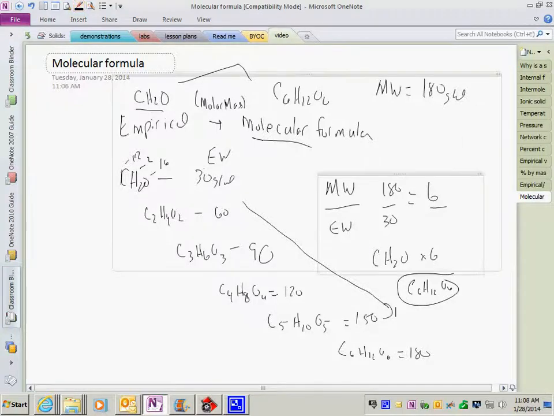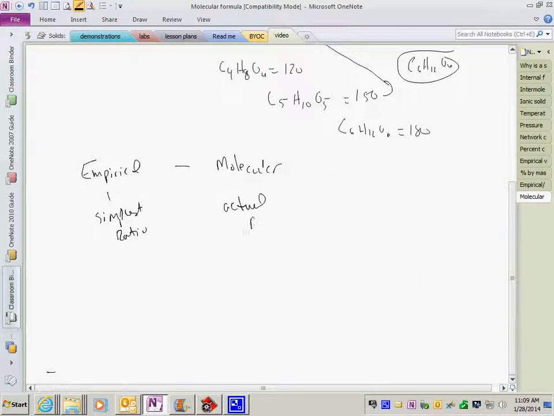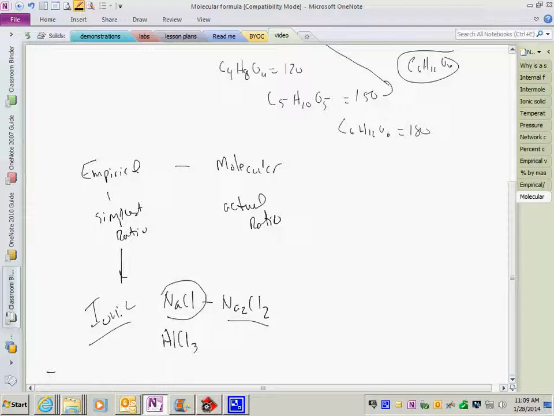I will point out one other thing that I think is important for the grand scheme of things. More practice is needed to run through some of these calculations, but you should understand that when we look at empirical formulas versus molecular, this is the simplest ratio versus an actual ratio. By definition, all ionic compounds are empirical. We have NaCl, we have AlCl3. You're never going to see Na2Cl2. This is not acceptable as far as writing an ionic compound. It is always in the simplest ratio.